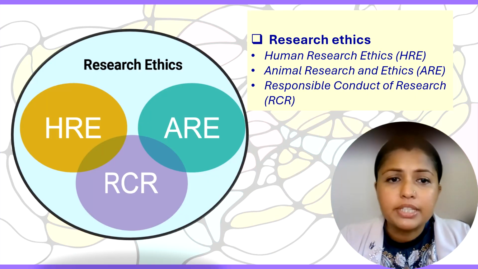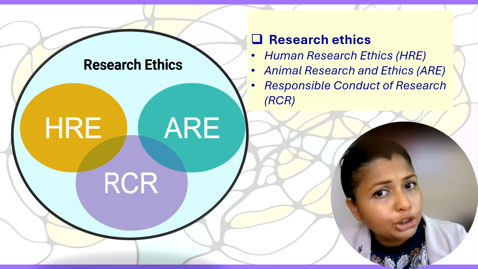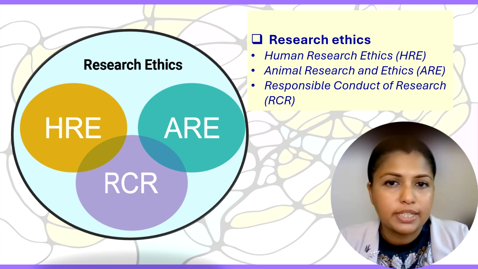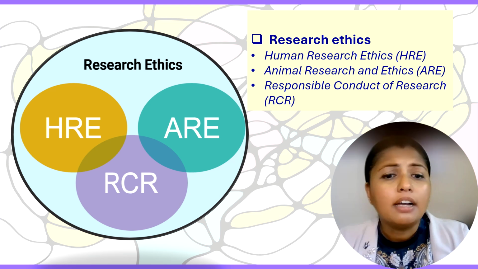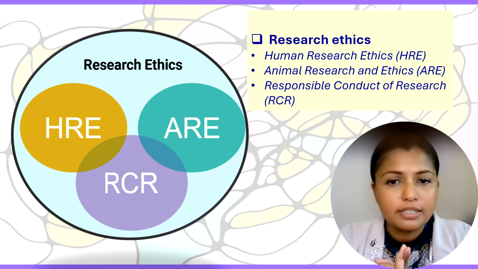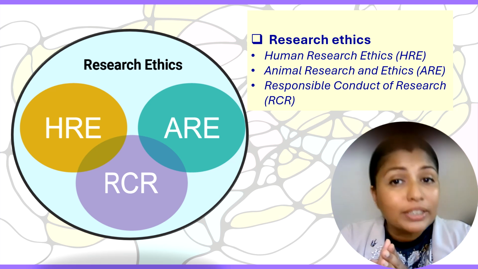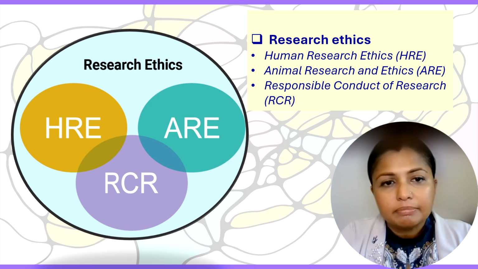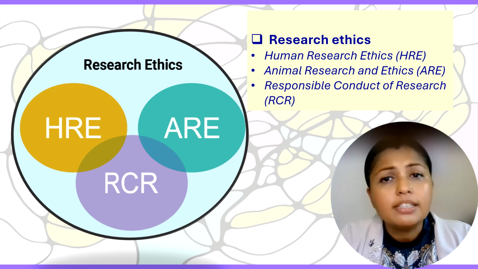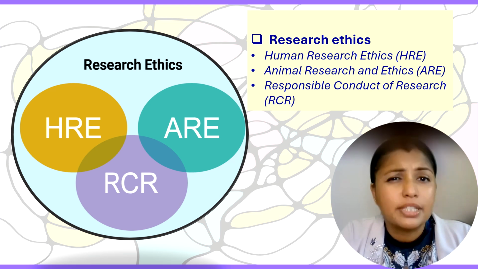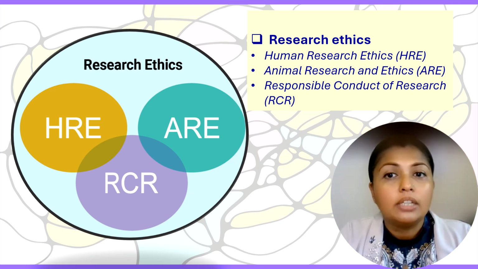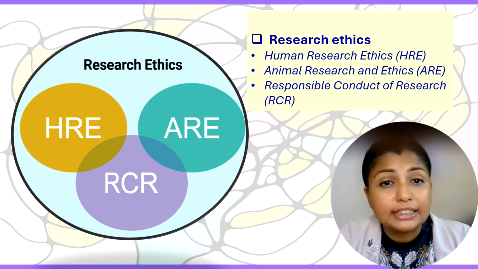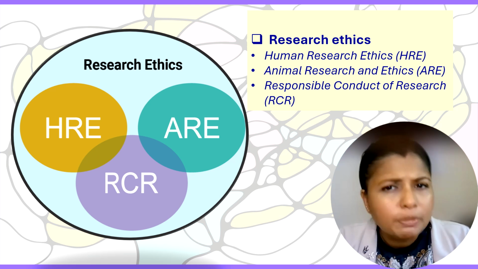Now, when we talk about research ethics, this refers to the ethical issues that may be involved during the research process. There are a few types: human research ethics, animal research ethics, and responsible conduct of research. Let's elaborate a little further on this. Human research ethics is a narrower definition of research ethics and generally refers to ethical issues that may be encountered during research activities involving human subjects.